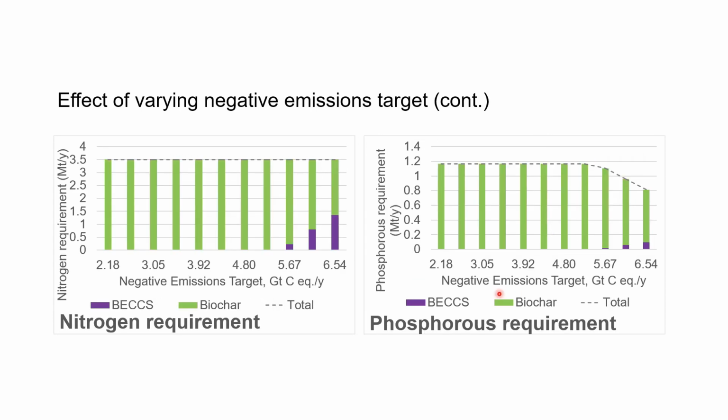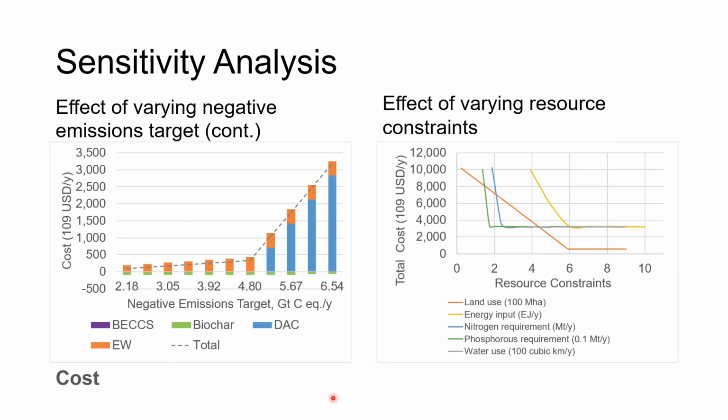For both nitrogen and phosphorus, both are already maximized even at low negative emissions target due to biochar. Hence, there's no more room to select NETs that have high nutrient requirements, so the model prioritizes the NETs that have low or zero nutrient requirements like EW and DAC. However, the model chooses EW over DAC even if EW has higher land and input energy requirements. This can be explained by the difference in their costs.